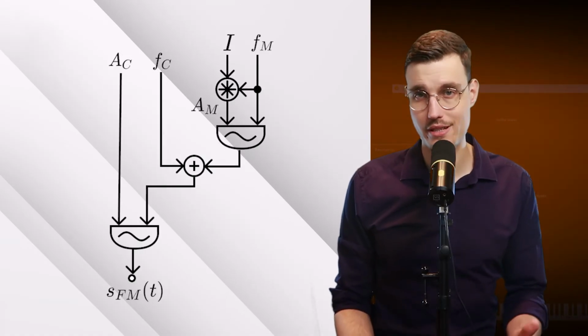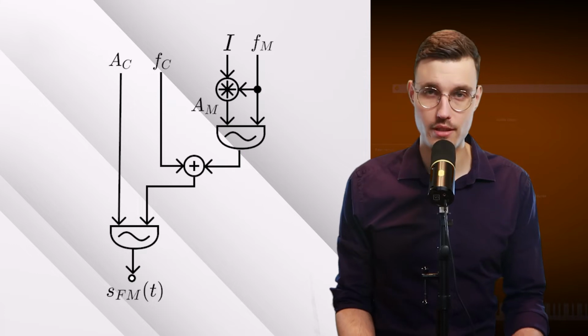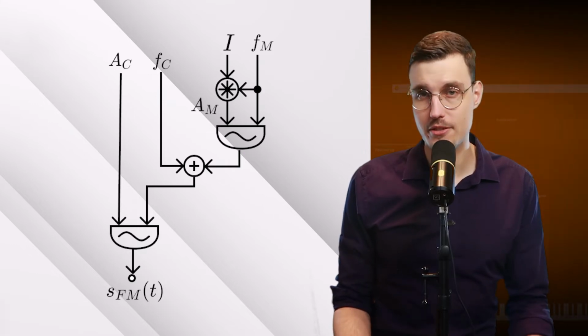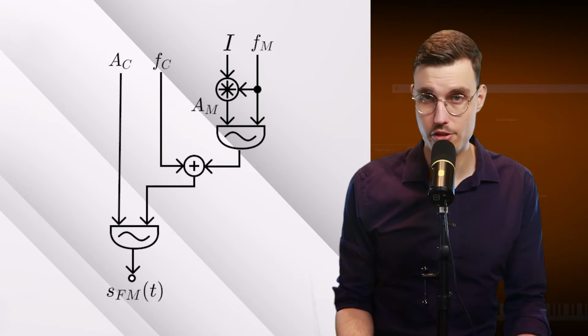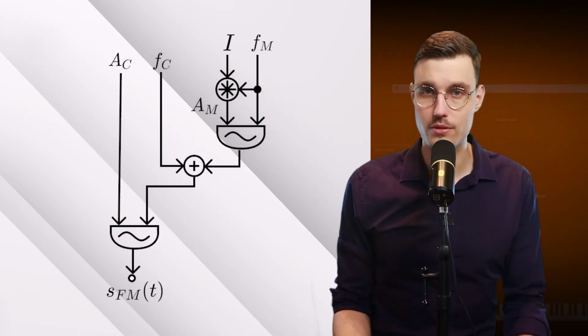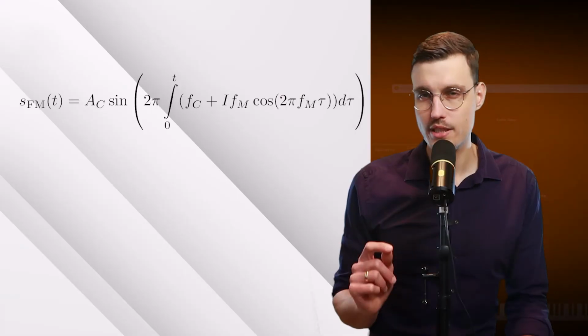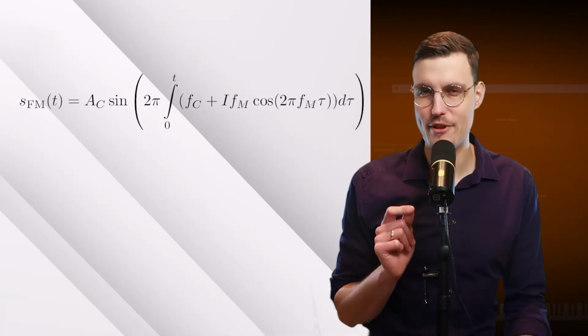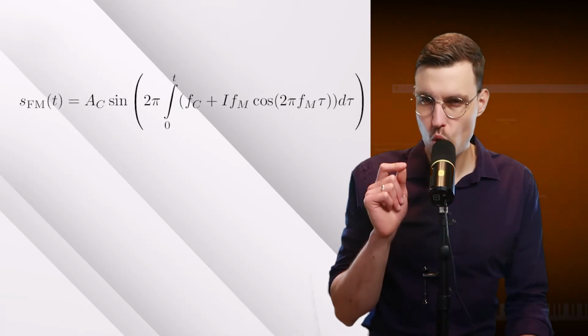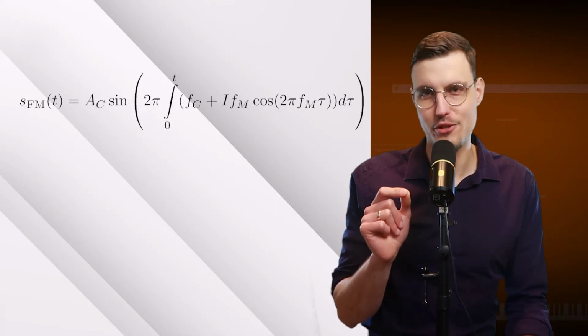Again, a box with a sine symbol inside denotes an oscillator. The plus inside the circle denotes sample-wise signal summation. The asterisk denotes sample-wise multiplication. Since we've just revisited the simple FM equation, let's do one more adjustment to it.